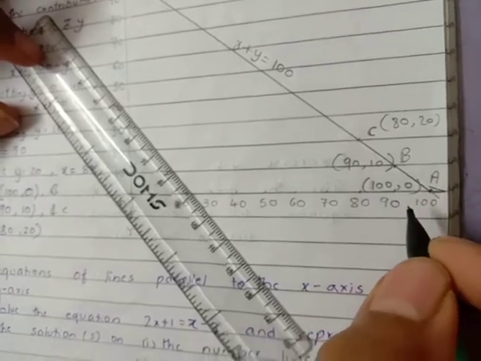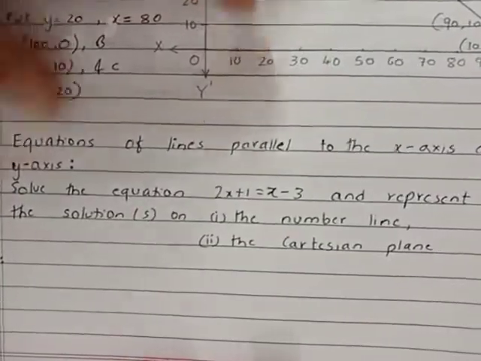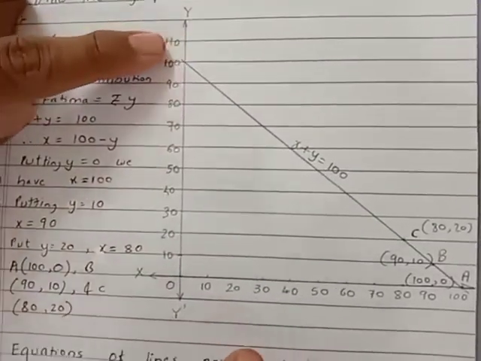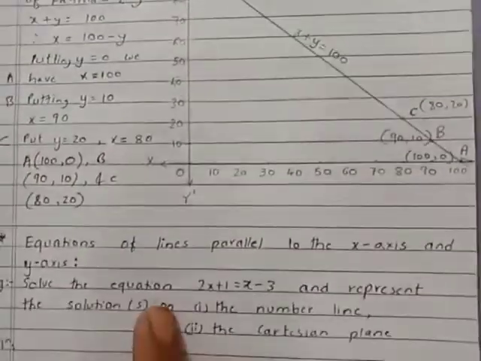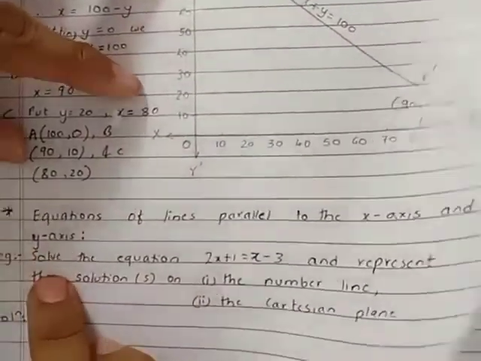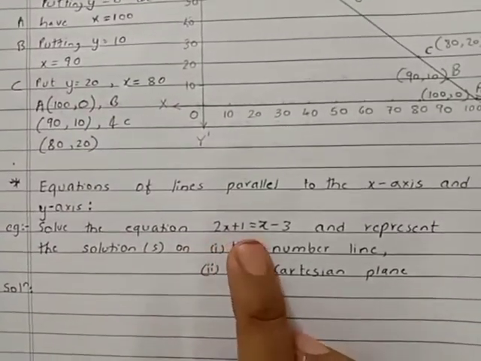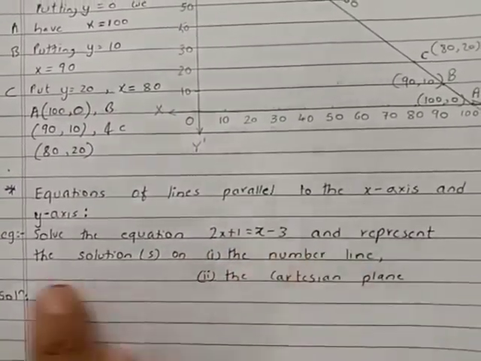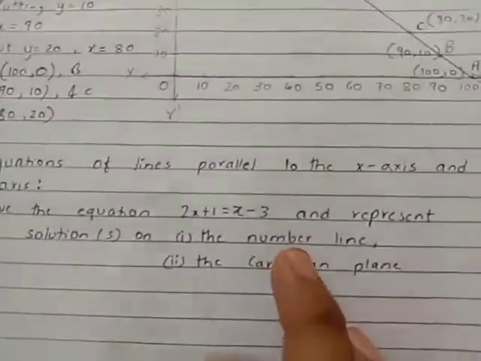Okay, now let's learn equations of lines parallel to the x axis and y axis. This is the x axis, and this is the y axis. Now we will learn how to draw lines parallel to the y axis and x axis with the help of an equation. Let's take an example. Solve the equation 2x plus 1 equal to x minus 3 and represent the solution on the number line. You have to draw the answer on the number line.